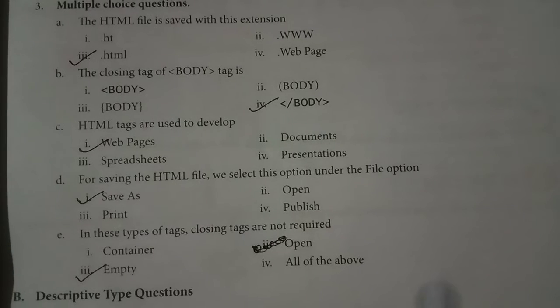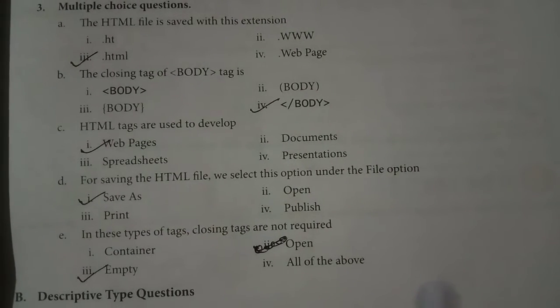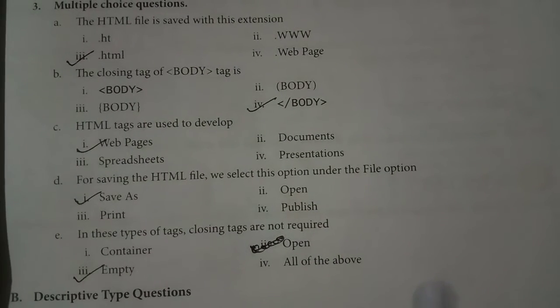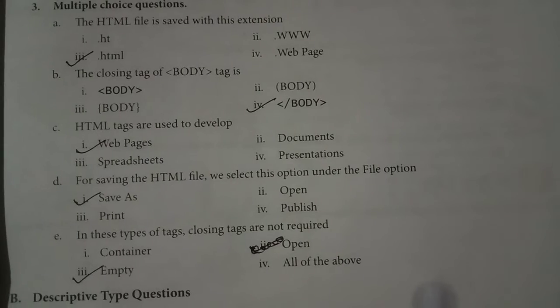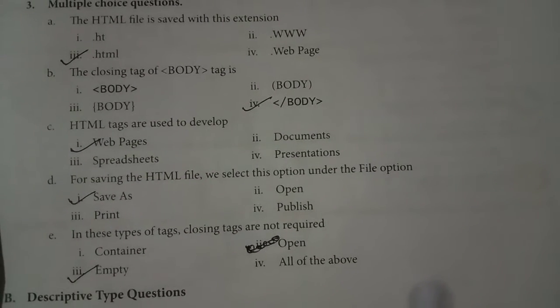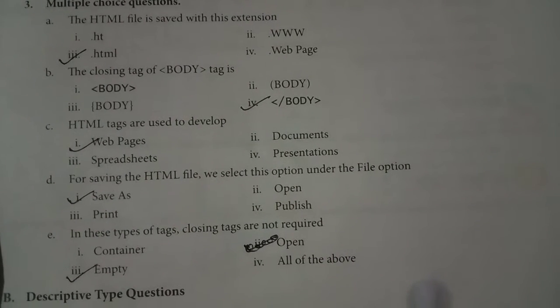And the fourth one: for saving the HTML file, we select this option under the File option. Whenever we are going to save an HTML file, first of all we have to save that file, then Save As, to give it the extension of .html, right? So Save As is the correct answer.